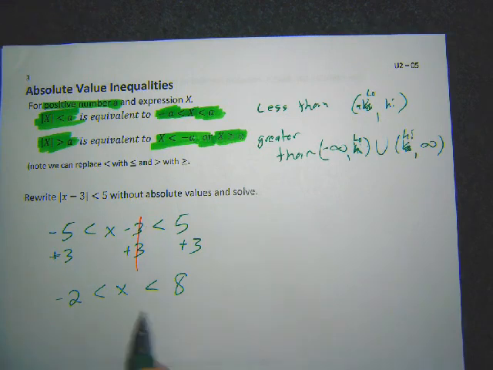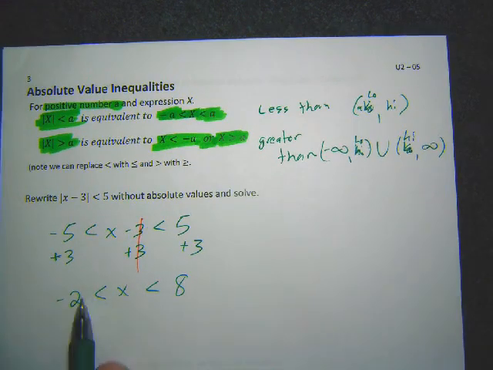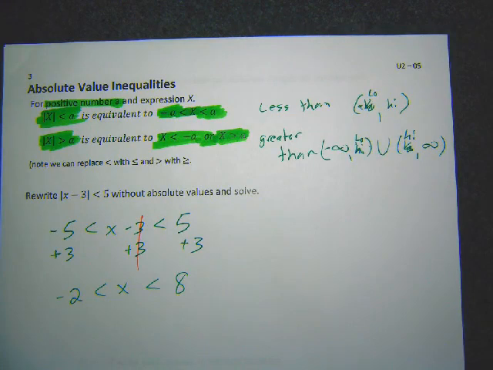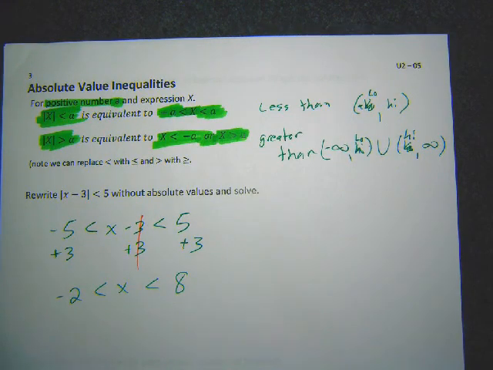You can plug numbers in. Now the problem is there are infinitely many numbers between -2 and 8, because of all the decimals and fractions and stuff. So you can't check them all. But you can always check a couple if you want to make sure. But that's the idea. The numbers between -2 and 8, they are the numbers that work.